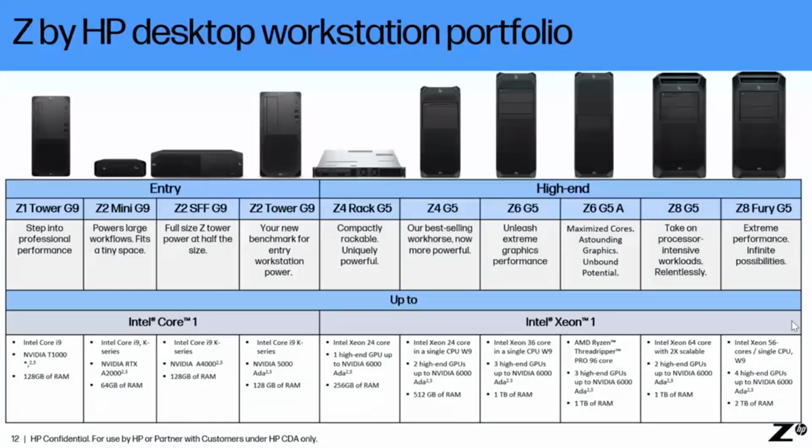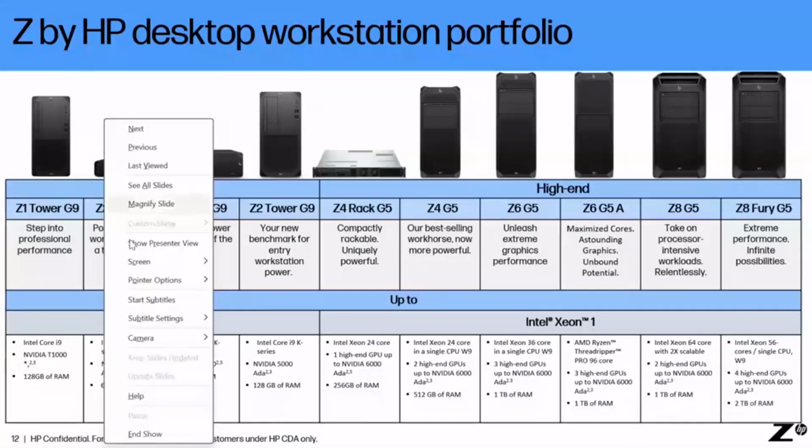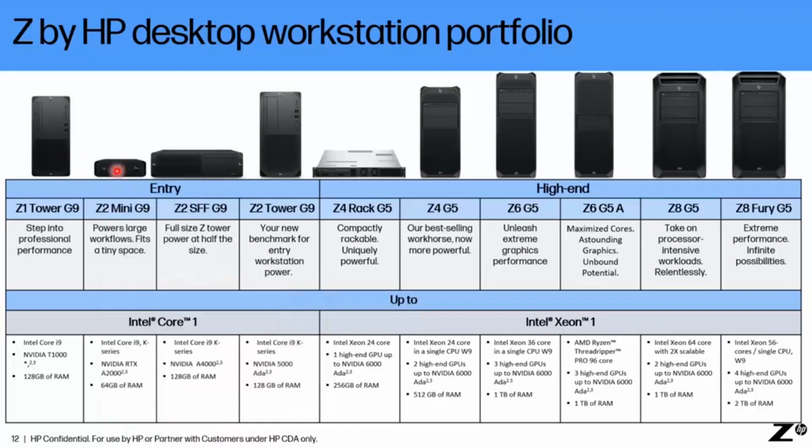So we have something called a Z2 Mini, which is like a mobile. Here we have a Z2 Mini. This is a very small workstation, a 3.5 liter machine, but it is capable of good compute. It can accommodate graphic cards up to 12 GB. Then we have a small form factor.